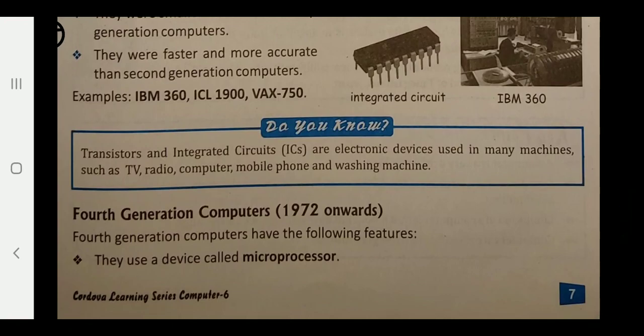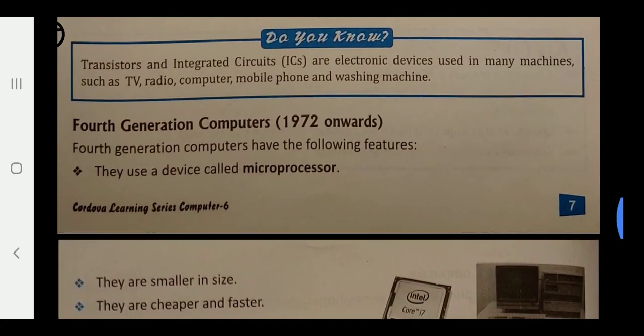For your information, transistors and integrated circuits are electronic devices used in many machines such as TV, radio, computer, mobile phone and washing machines.